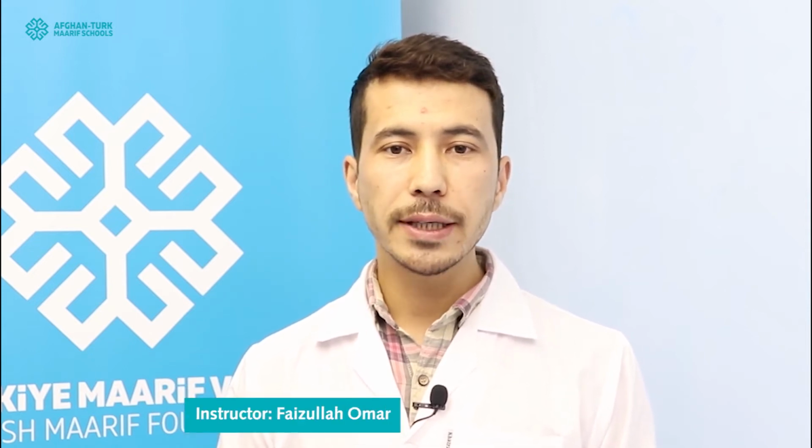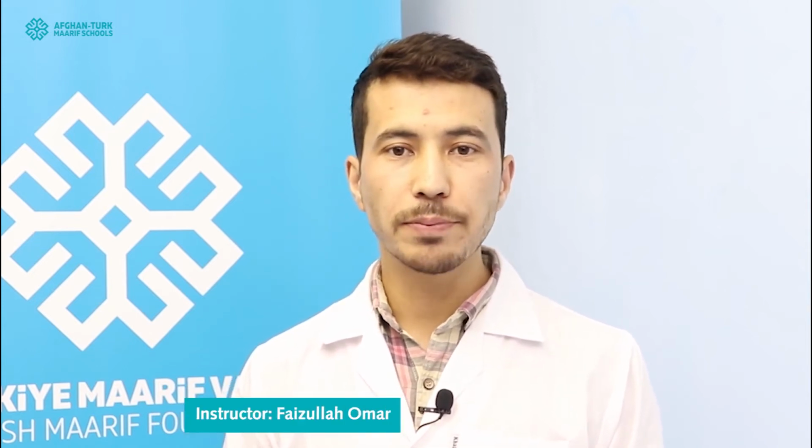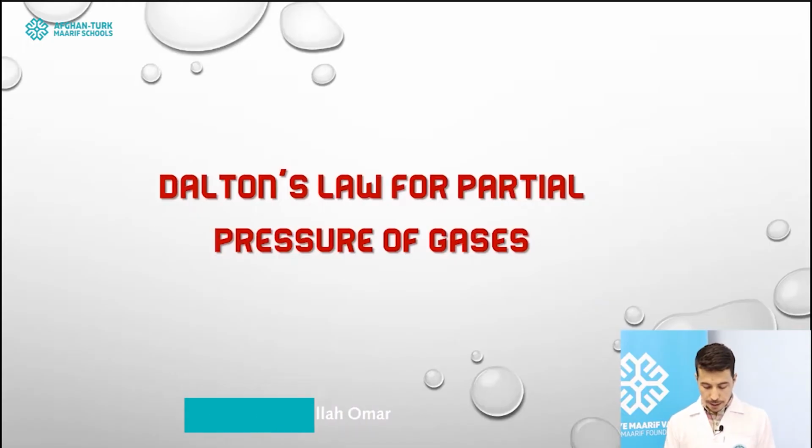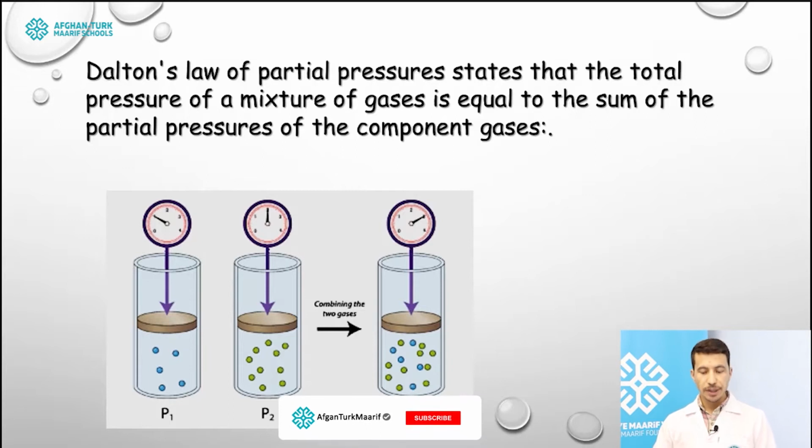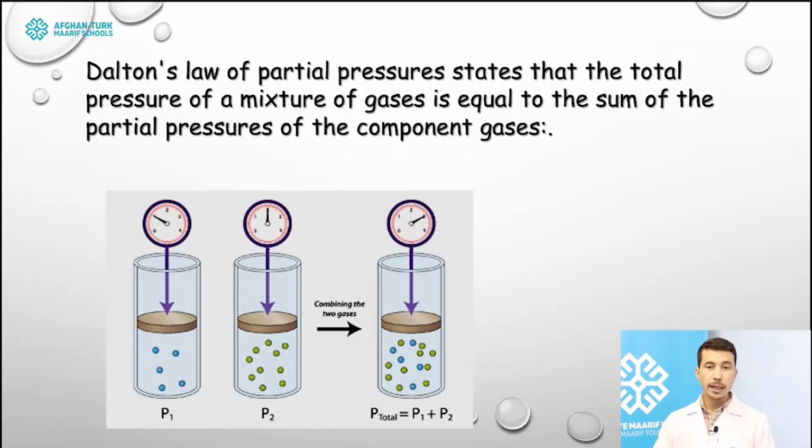Today we are going to study Dalton's law for partial pressure of the gases. Let's see what it means. Dalton's law for partial pressure states that the total pressure of a mixture of gases is equal to the sum of the partial pressures of each component gas present inside the mixture or system.